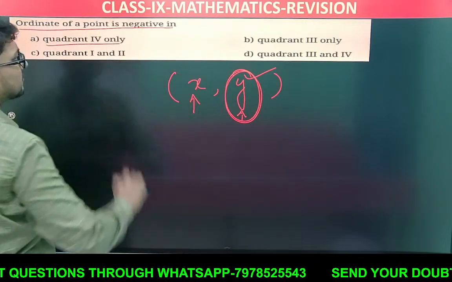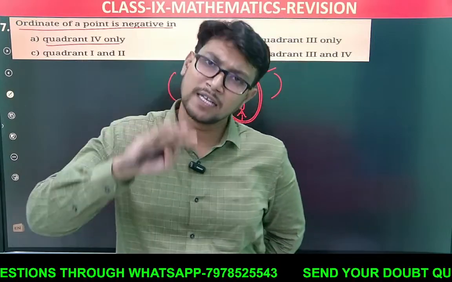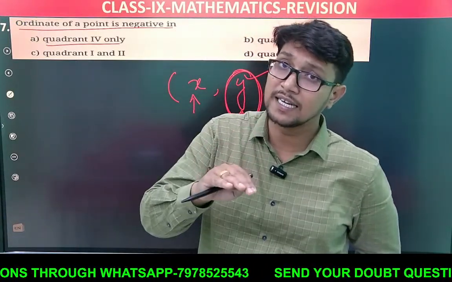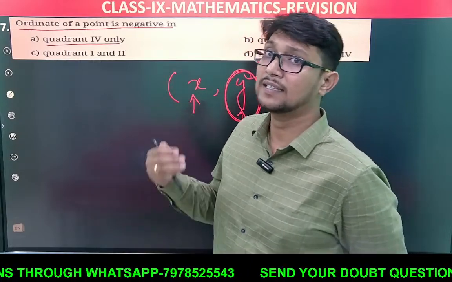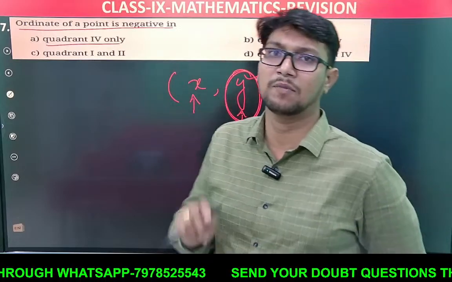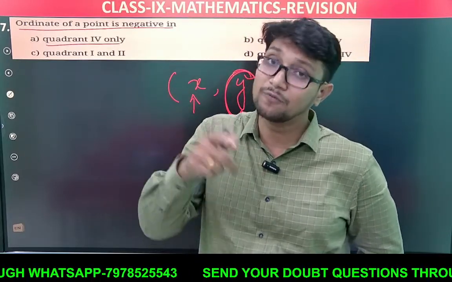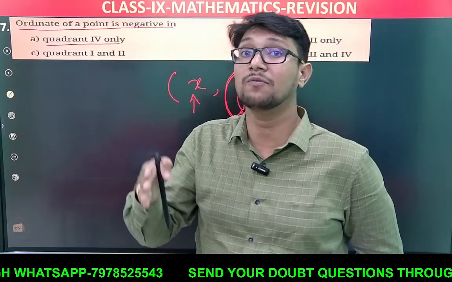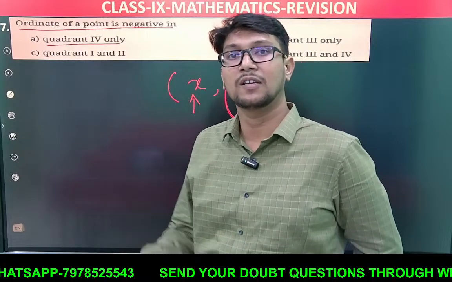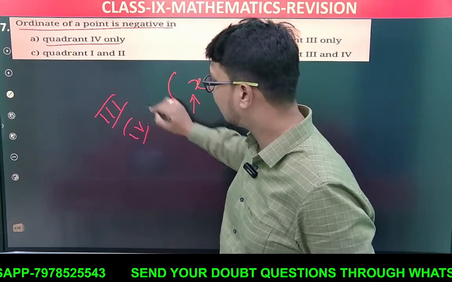Now see, in the first quadrant, x positive, y positive. In the second quadrant, x negative, y positive. In the third quadrant, both negative, x negative and y negative. So ordinate is negative in the third quadrant. What about the fourth quadrant? In the fourth quadrant, x positive, y negative. So the ordinate is negative in the third quadrant as well as the fourth quadrant.